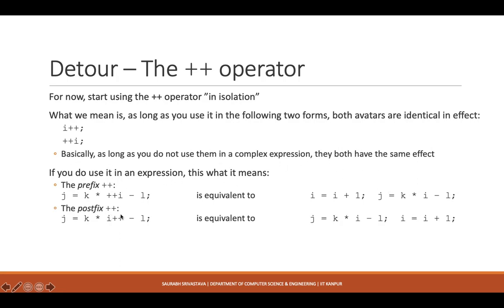Similarly, if you use the postfix expression, k asterisk I plus plus minus L, this is equivalent to saying j equals k into I minus 1. So whatever is the current value of I, use it in this expression, and then increment I by 1. So this is basically a very simple introduction. If you are using it in expressions, please be careful that you understand this. Otherwise, as I said, at this level it is fine to simply use them like this. They are just shortcuts for saying I equal to I plus 1.